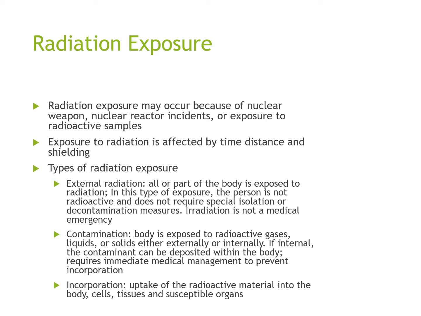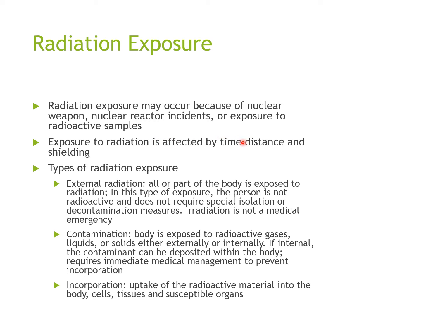And then radiation. So we've talked about radiation, but now we're talking about it in the sense of either you're naturally exposed to radiation, you're minding your business, and maybe a radiation plant blows up, or terrorists are using radiation, like the leader in Syria who used radiation to kill off part of his population. So we're just talking about radiation in general, right? So it can happen because of nuclear weapons, nuclear reactor incidents, or exposure to radioactive samples.